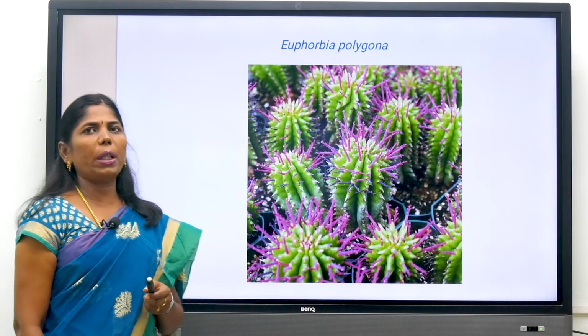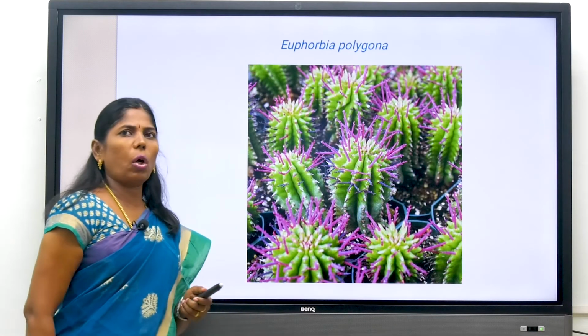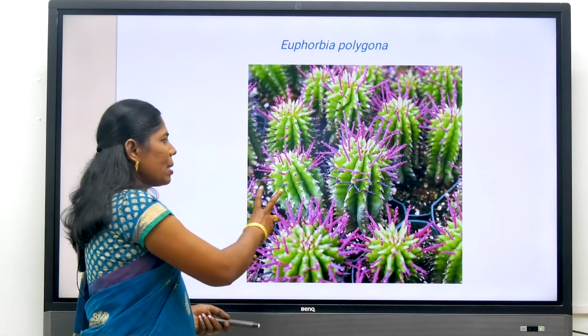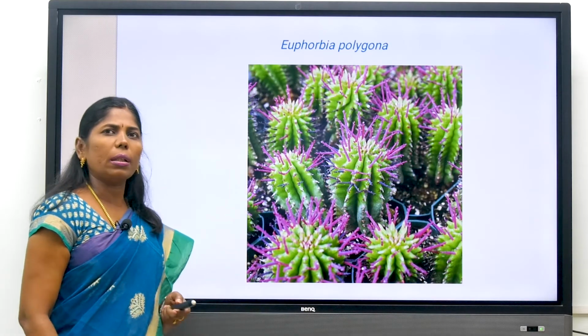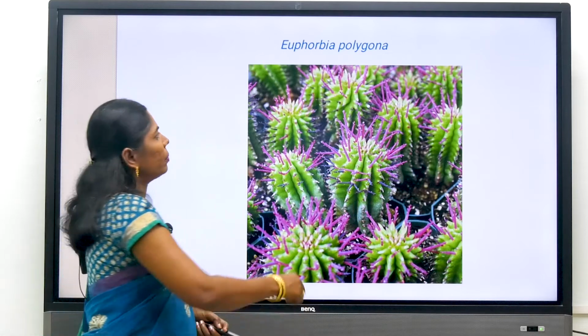Next one is Euphorbia polygona. Actually in Euphorbia polygona we can see thorns. In the stem we can see numerous thorns. The thorns are actually the leaves modified into thorn-like structures.